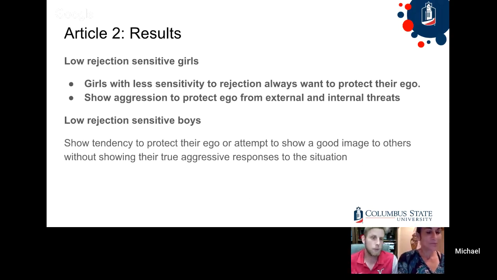The results showed that low rejection sensitive girls, girls with less sensitivity to rejection, always want to protect their ego, and show regression to protect the ego from external and internal threats. Low rejection sensitive boys show a tendency to protect their ego or attempt to show a good image to others without showing their true aggressive responses to the situation.